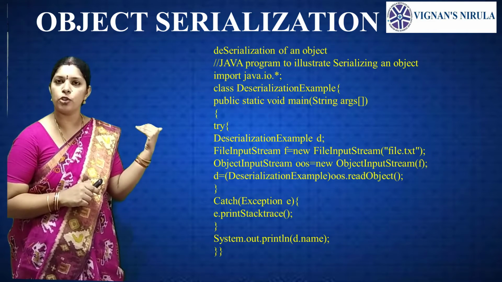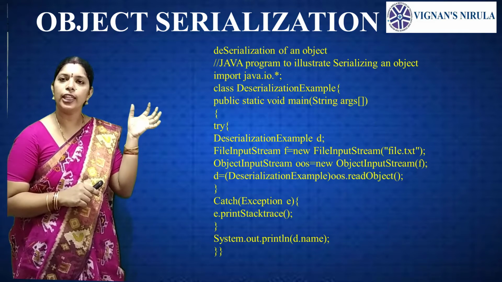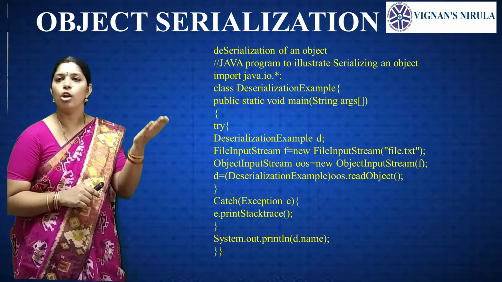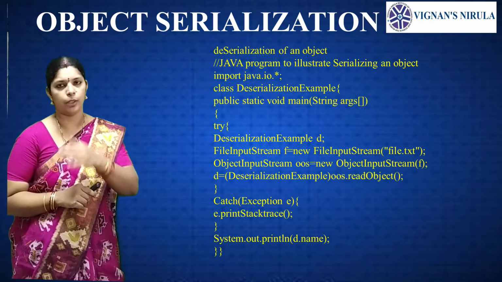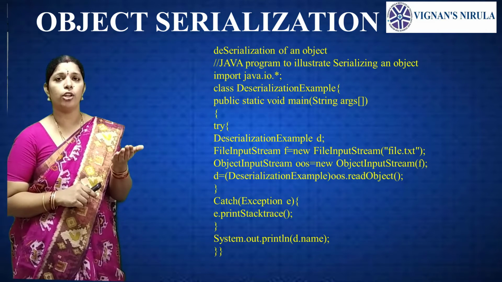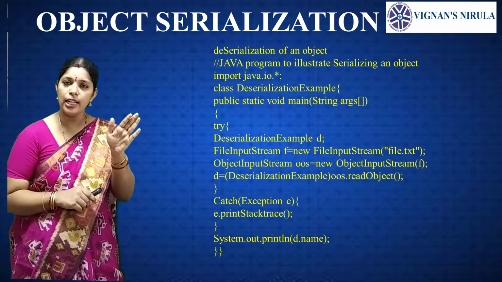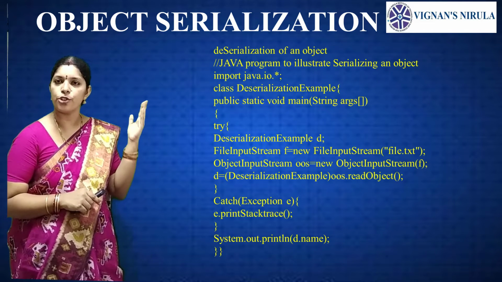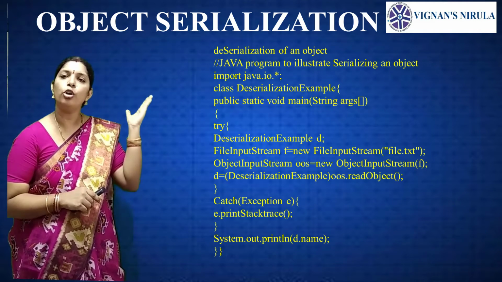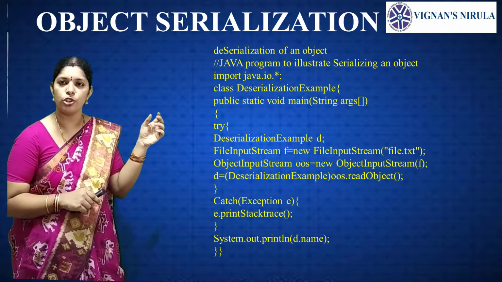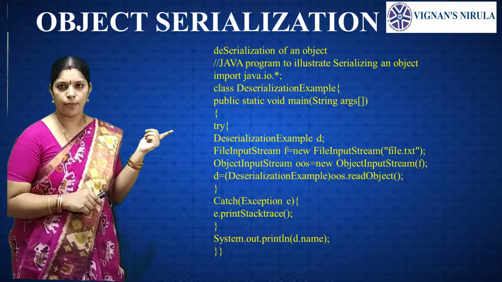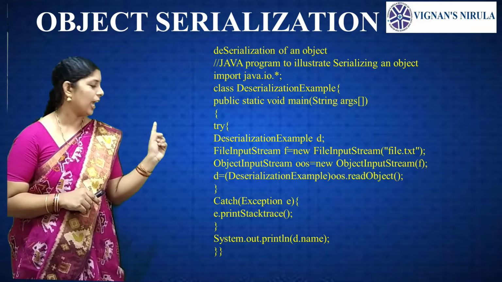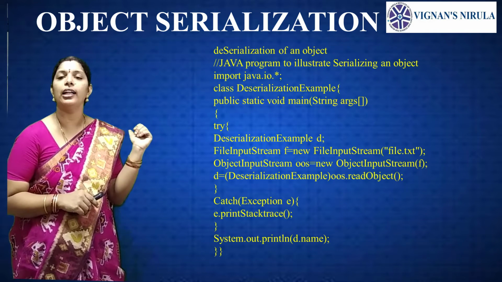Next we are using the FileInputStream and ObjectInputStream. Here we are reconverting the byte stream into the object. That's why we are using the FileInputStream. In the earlier example, the serialization example, we converted the object into a byte stream. So FileInputStream f = new FileInputStream. We want to get the object from the particular file.txt. And ObjectInputStream os = new ObjectInputStream of f. Next one, here we are using d equals to.